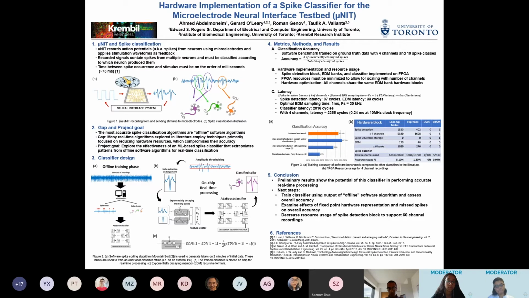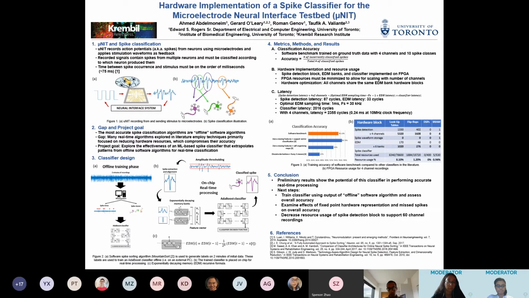So after the training is done, this model is uploaded onto the device, where we start the real-time processing loop in figure 2b. So the first 2 steps are to apply an amplitude threshold to detect the spikes, and then extract them from the signal, making sure they're aligned at the minimum. The next step would be to split the spike waveform into a positive and a negative half, where each half passes through a series of what we call exponentially decaying memory banks, or EDM banks for short.